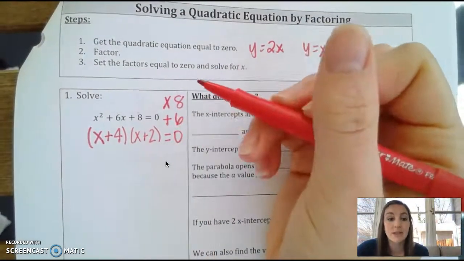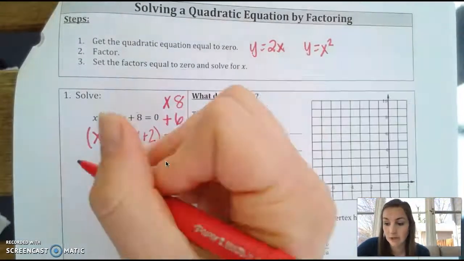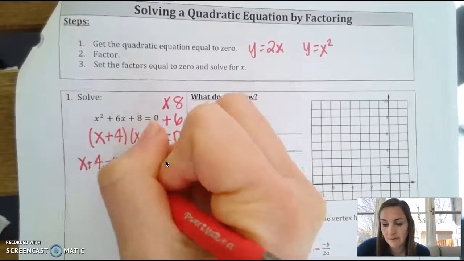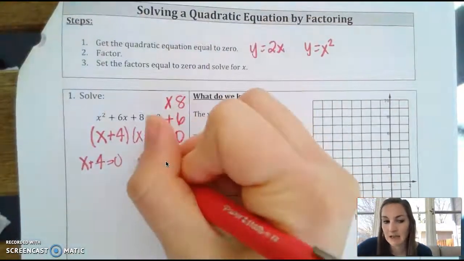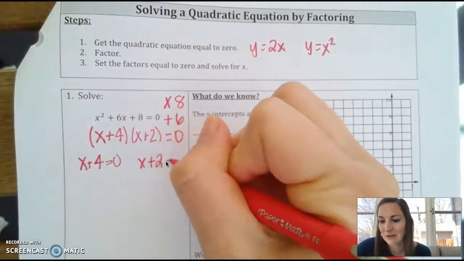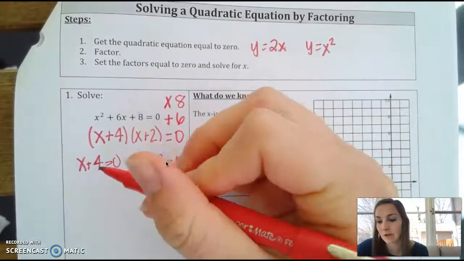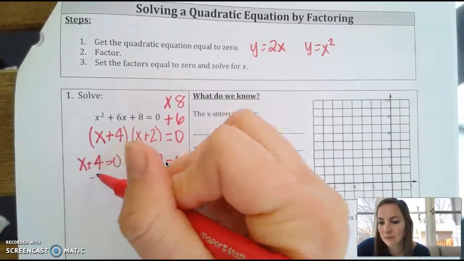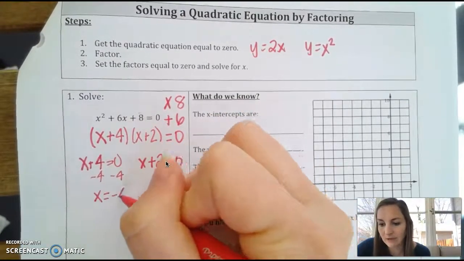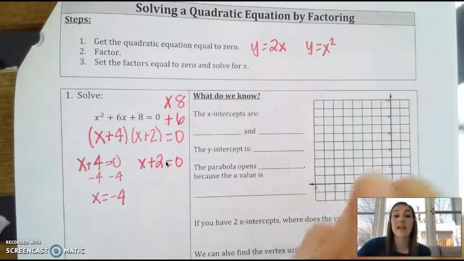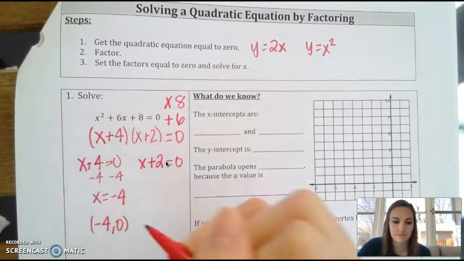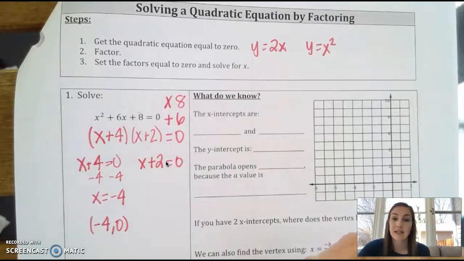Now, as it says, we're going to set each of those factors equal to 0. So I'm going to say x plus 4 equals 0, and x plus 2 equals 0. Now I'm going to solve here. To solve for x in my first equation, I'm going to subtract 4 from both sides, and I get x equals -4. That means I have an x-intercept at the point -4, 0. That's one of the places where I cross the x-axis.